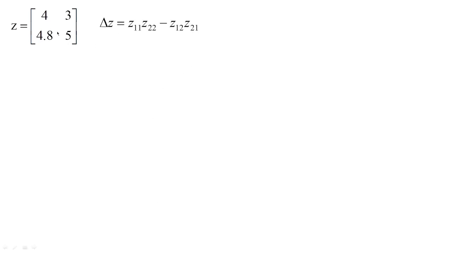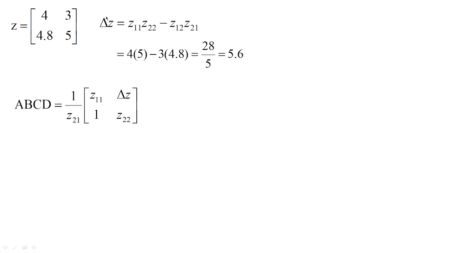So for that, I'm calculating first the delta Z, which is nothing but Z11 Z22 minus Z12 Z21. With this, I'm going to get the value of delta Z, which will be equivalent to 20 minus 3 times 4.8, which will be giving the value as 28 by 5, or 5.6, as the value of delta Z. Now ABCD can be obtained with the help of Z parameters by this equation.